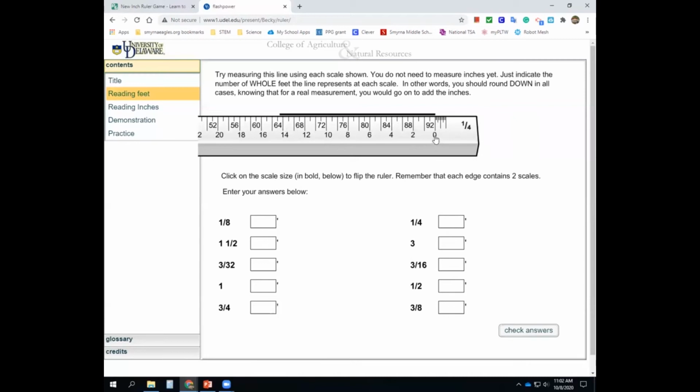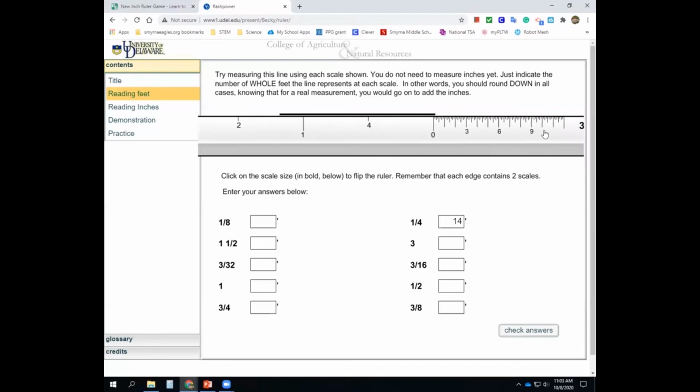So we're starting at 0. So that's these numbers. We're at 14. So we know it's more than 14 because it goes past 14, but that's the whole number. And so click on the scale size in bold. Oh, to flip the rule. Oh, okay. So we're doing this quarter-inch now. We can type in 14 feet, right?